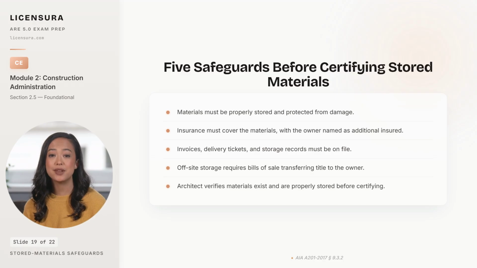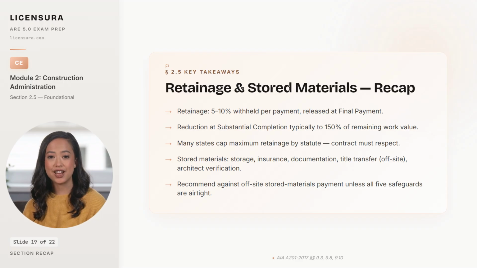Pulling retainage and stored materials together leaves one rule that holds the certification's defense at closeout. 5 takeaways from retainage and stored materials. Retainage is typically 5 to 10% withheld from each progress payment and is the owner's only meaningful hold at the back end of the project. Without it, the contractor has no contractual reason to chase the punch list to closure. Reduction at substantial completion is the common contractual move, typically to 150% of the value of the remaining incomplete work. That rewards the milestone while preserving the owner's hold on the remaining items.